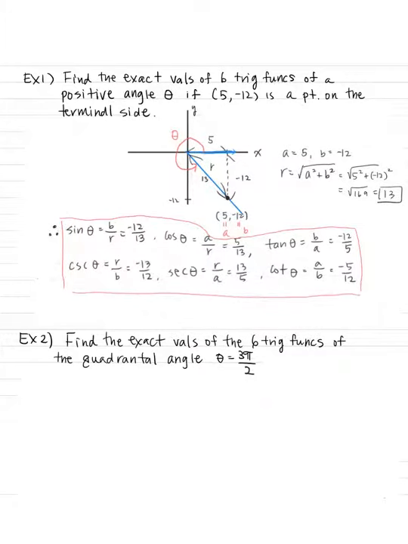Let's do another example. Example 2, find the exact values of the 6 trig functions of the quadrantal angle theta equals 3 pi over 2. Remember that quadrantal angle means that your theta is going to lie on the x-axis or the y-axis. Okay, so let's just draw out the picture and see what's going on.